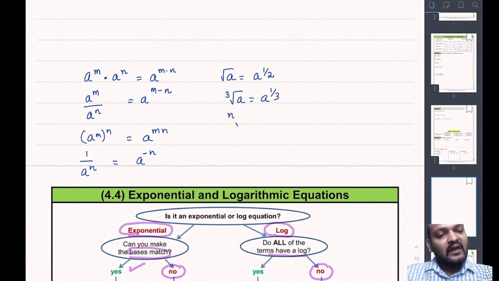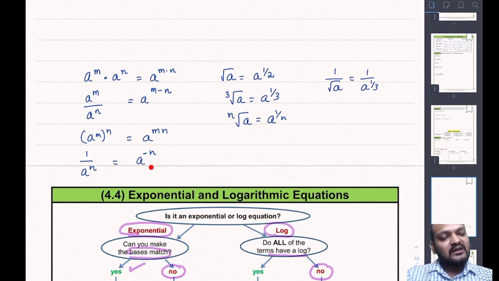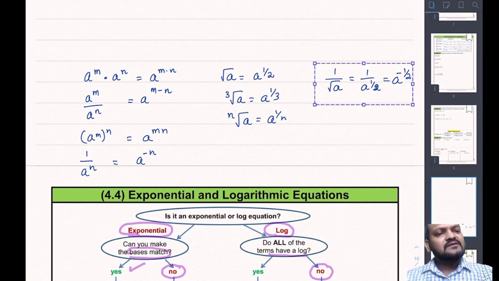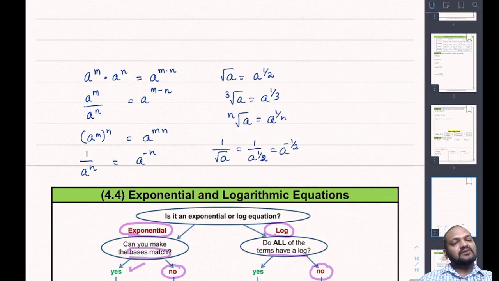In general, the nth root of a equals a to the 1 over n. And if someone asks you what is 1 over the square root of a, that would be 1 over a to the 1/2, and using the formula right here, you would see that this would be a to the negative 1/2. So these are some formulas that we are going to be using, and it's good to remind ourselves of them. All right, let's use these formulas and solve.